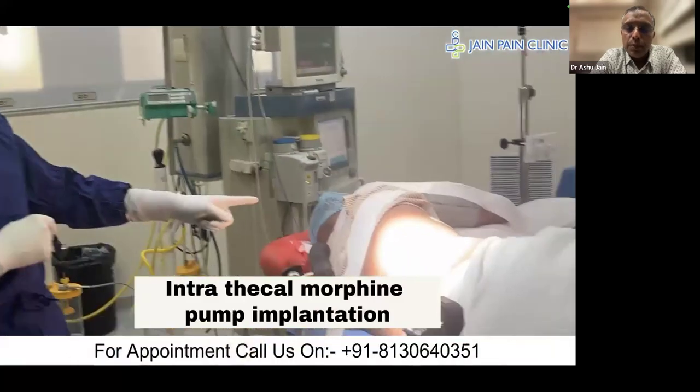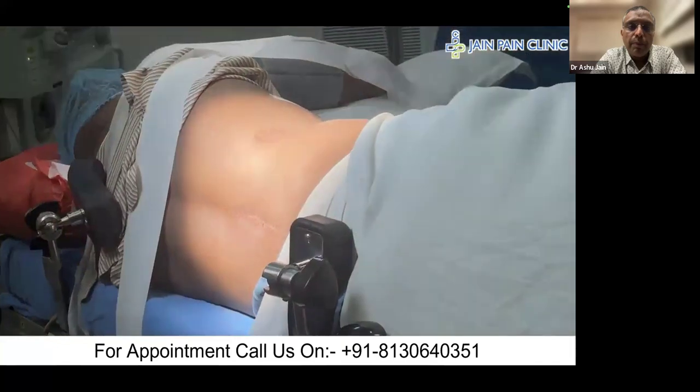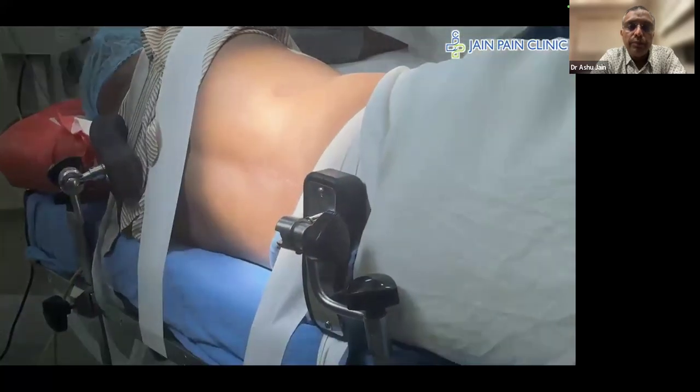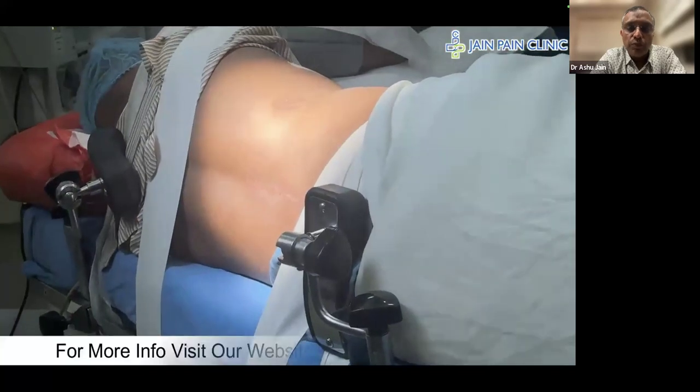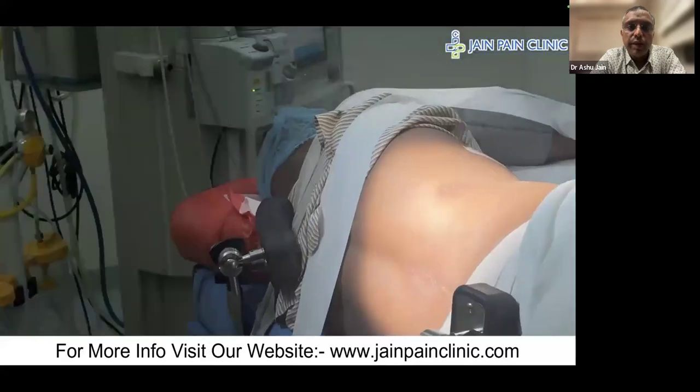This is the position of the patient. It is in left lateral position. We have exposed the back, and the patient is nicely under general anesthesia and nicely secured in the position. Now we'll do cleaning and draping.